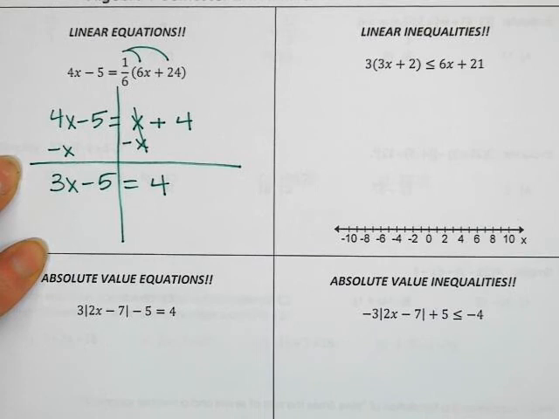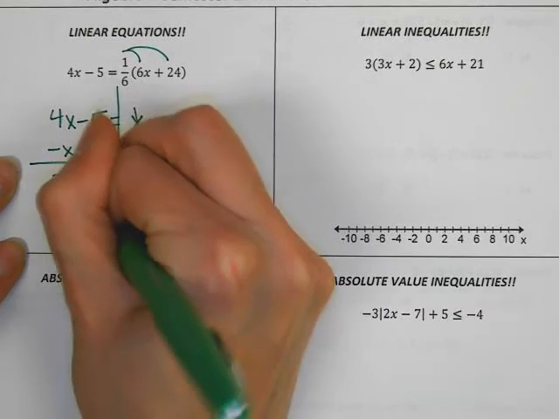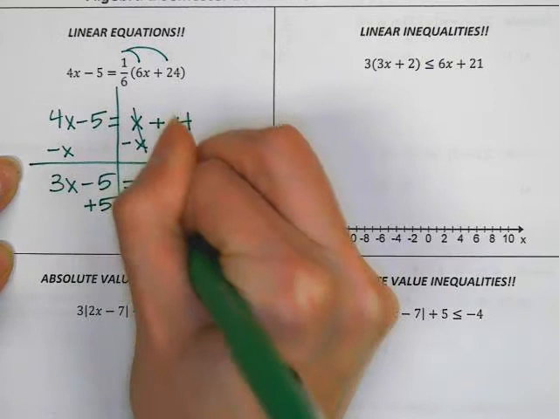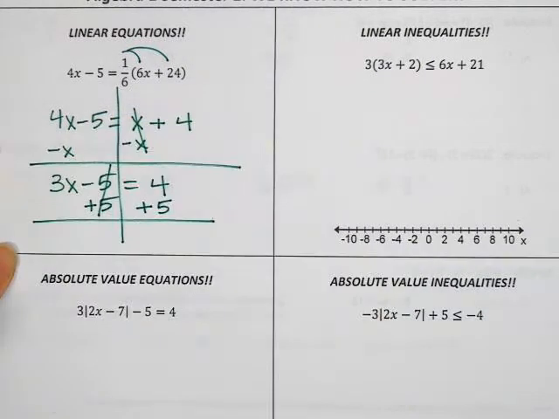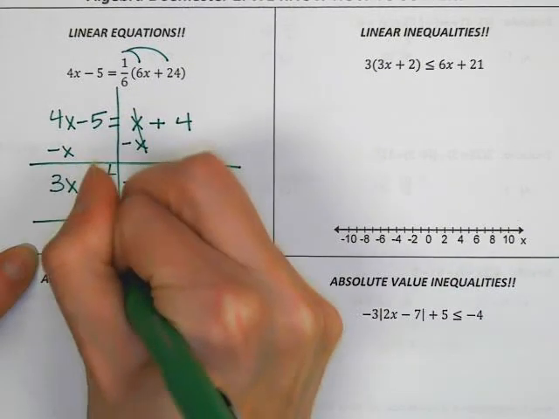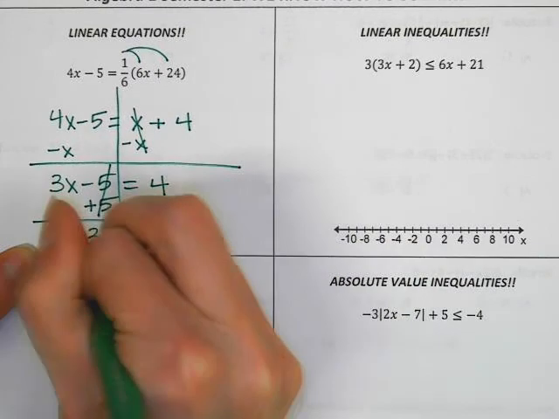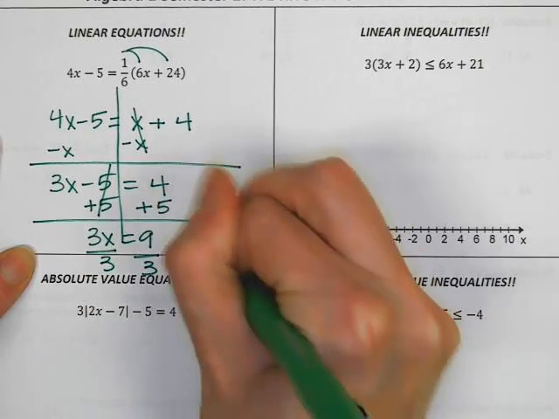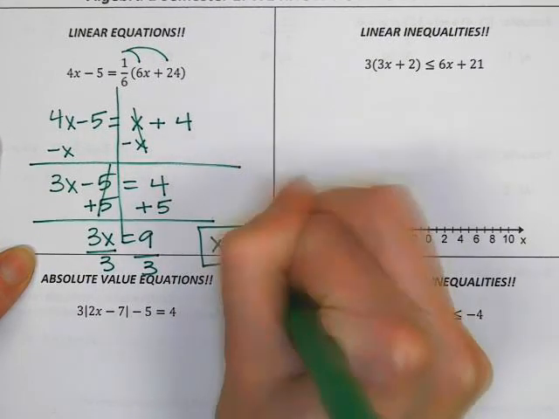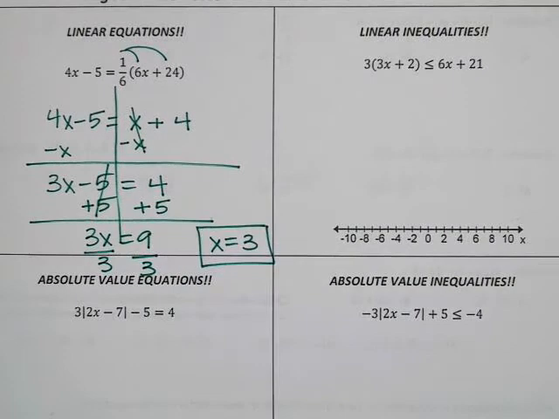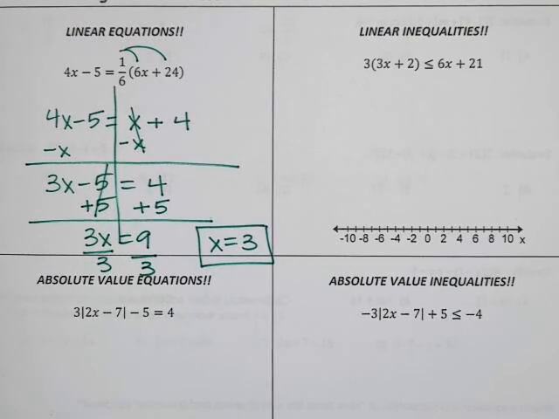And if the x's are on the left, then the constants need to move to the right. And we end up with 3x equals 9, and then divide by 3, so x equals 3. Okay, so that's just solving linear equations. They could be easier, they could be harder. That's kind of a medium one.